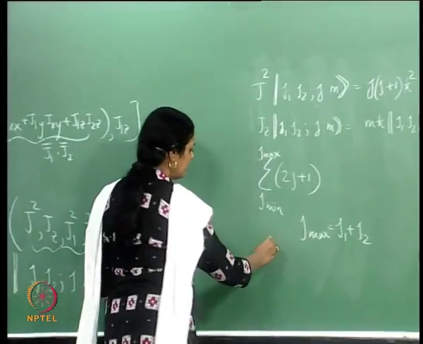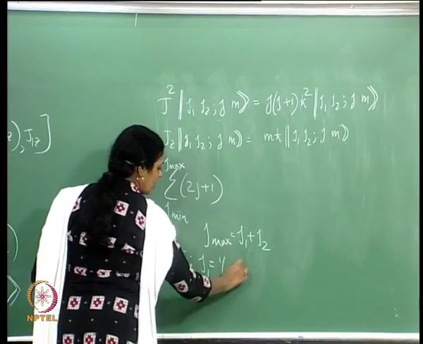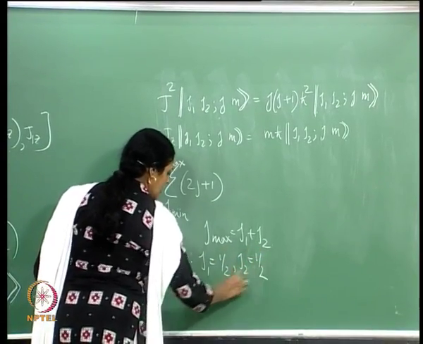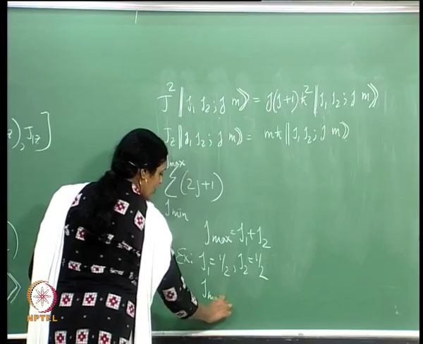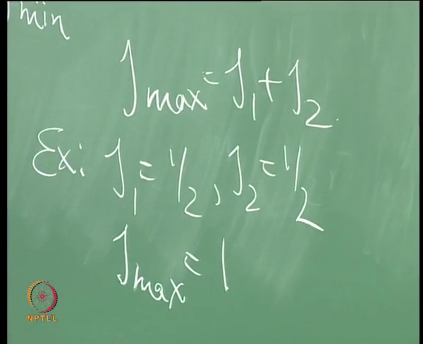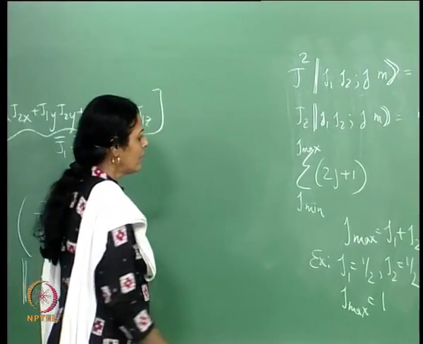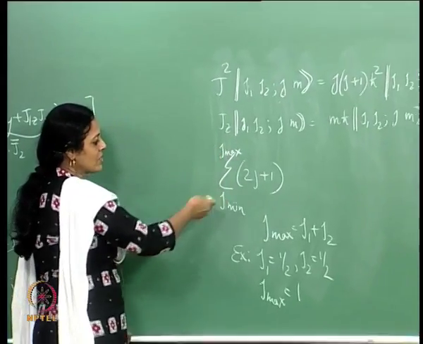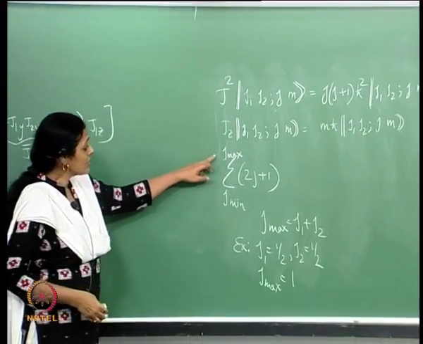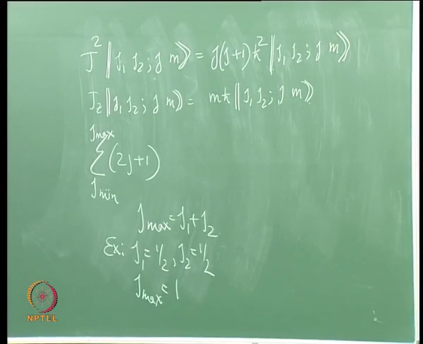As an example, suppose I were combining j1 equals half with j2 equals half, j max is 1, and so on. I now have to find j min, but before that I would like to see what is the nature of quantization. What is the next value that j can take in this summation? And that can be simply done as follows.